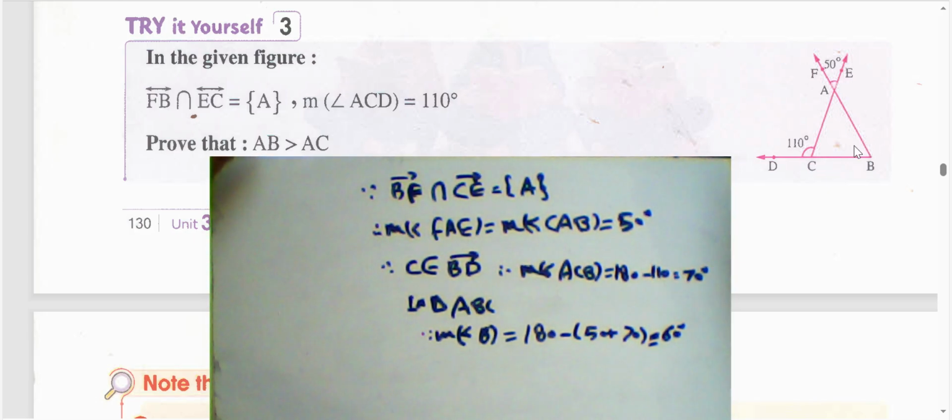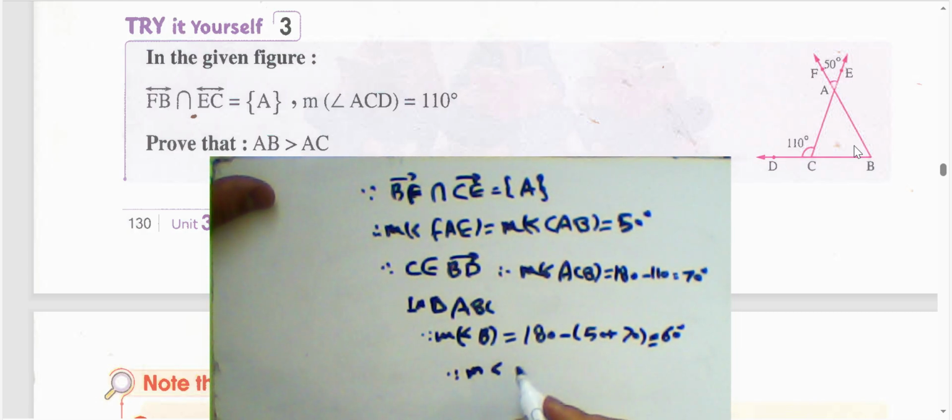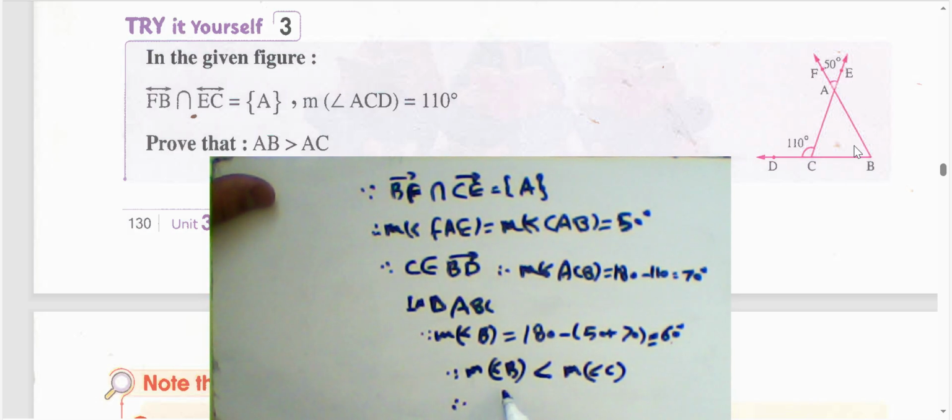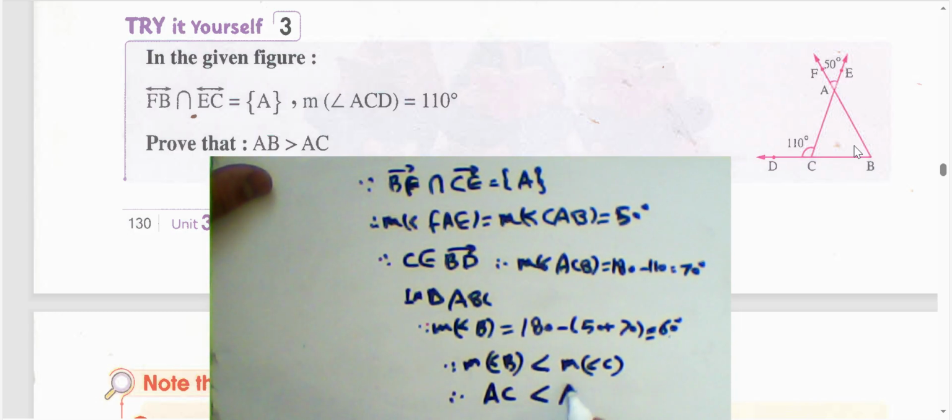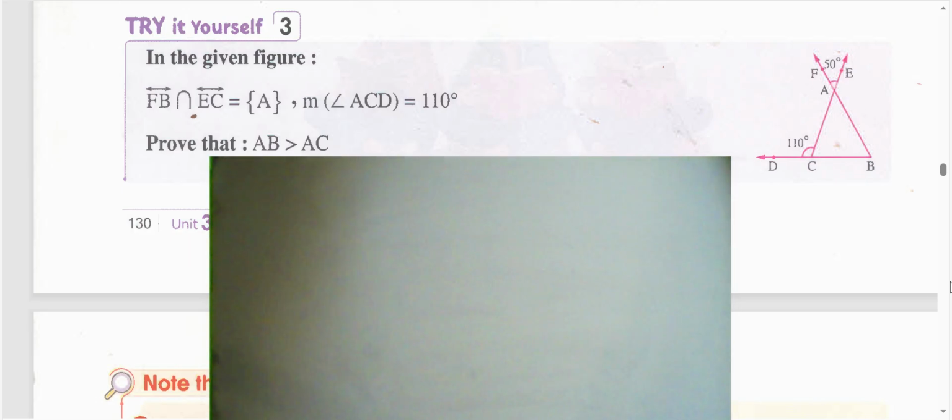Now we have a relation between B and C, such that the measure of angle B is 60 and the measure of angle C is 70. The measure of angle B is less than the measure of angle C. The side opposite the smaller angle is also smaller: AC, opposite angle B, is less than AB, opposite angle C. Then AC is less than AB. Okay, understood?